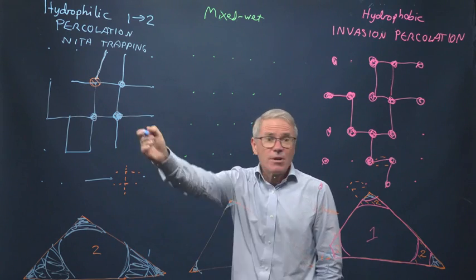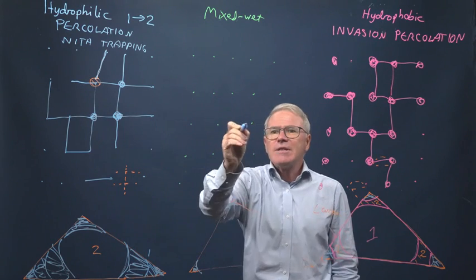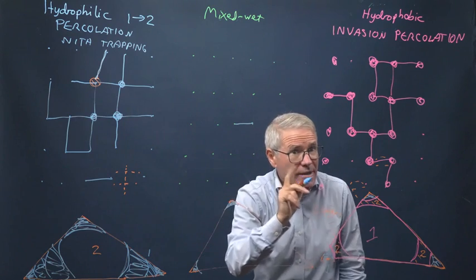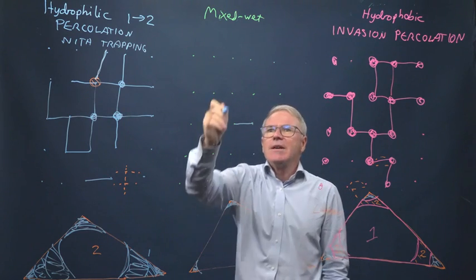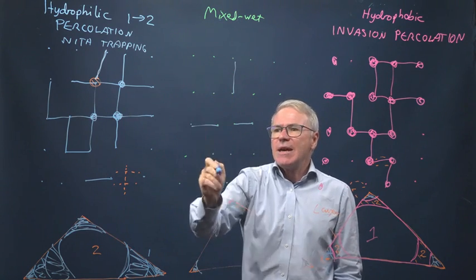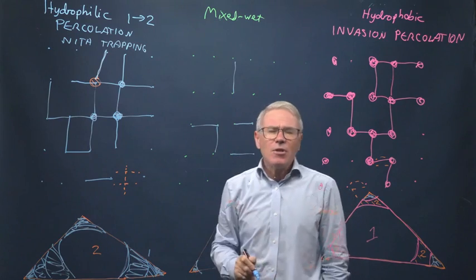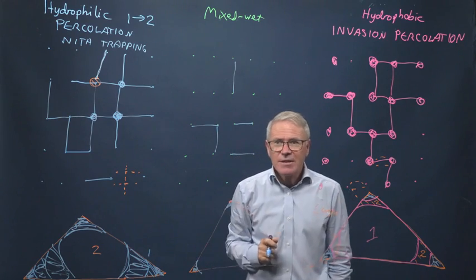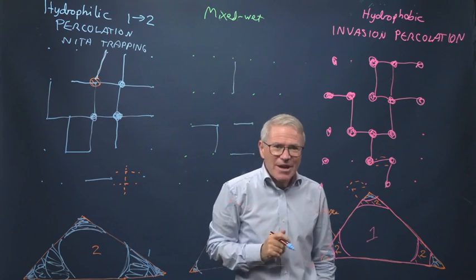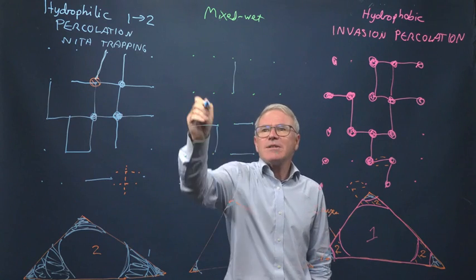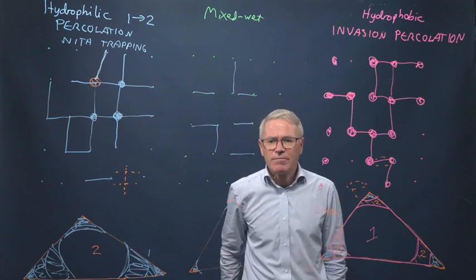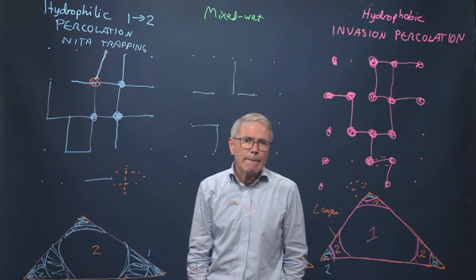So what you're going to do is something similar. Imagine that this is the narrowest water wet throat. You're going to fill that, and then maybe that, and then maybe that. You're not going to have much pore filling. Pore filling is not favourable, even if it's water wet. So you're going to fill a few throats like this.